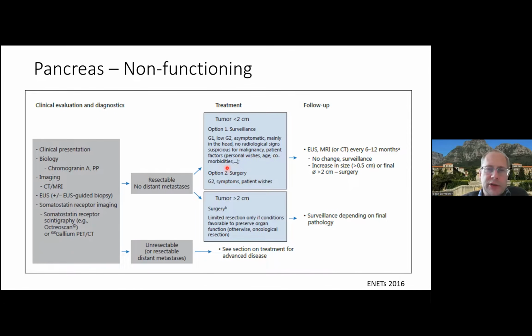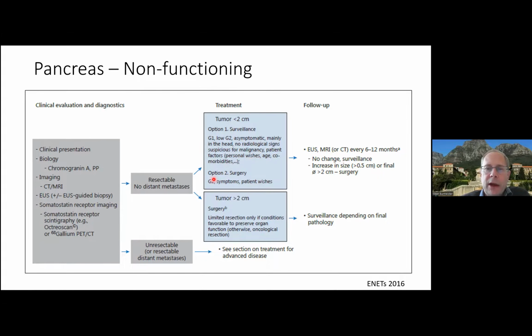So in other words, you've got a 1 to 2 centimeter lesion in the pancreas, you go and biopsy it. If it is a grade 1 or low grade 2, so that's based on your mitotic count and your Ki-67. And remember, as I said, that's why it's important to make sure you've got enough tissue in your cell block that you can make that determination accurately. So surveillance for grade 1 or low grade 2s that are asymptomatic, especially if they're in the head, which is a higher risk resection, and there are no radiological signs suspicious for malignancy.